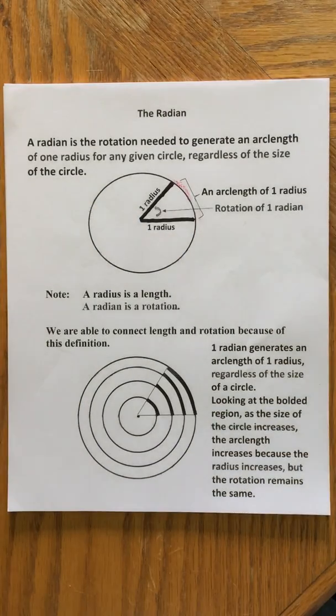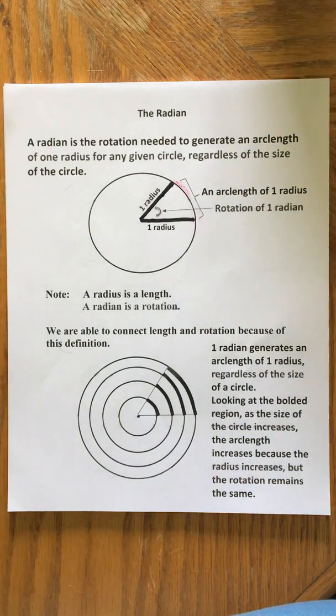Now I want to go back and see why that formula is what it is, S equals theta R. So I want to go back to the definition of the radian. The radian is the rotation needed to generate or subtend an arc length of one radius for any given circle, regardless of the size of the circle.